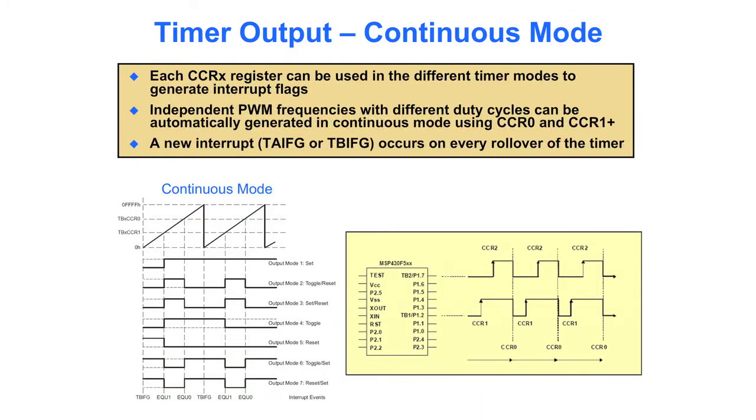Each counter compare register can be used in different timer modes to generate interrupt flags. Here in the continuous mode, you can see that using timer B, counter compare register 1 and compare register 0 are being used to generate interrupts at each different point. You can generate independent PWM frequencies with different duty cycles automatically when you're in continuous mode using CCR0 and CCR1 or 2, 3, and 4, however many it takes to do the pattern that you're interested in.